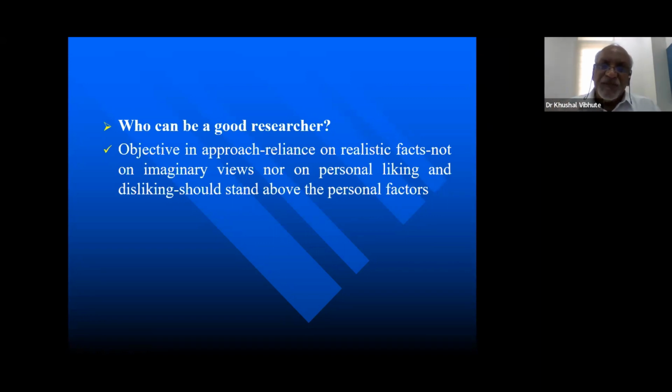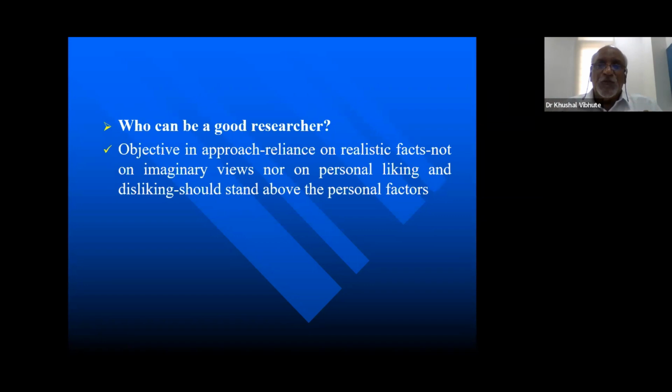What does it mean? It simply means that when he collects the facts, he should not collect only the facts which are favorable to him. He should not have preconceived notions. He should not have likes, dislikes, maybe of the subject of inquiry or maybe of the object of inquiry, whatever it may be. He should be like Mercury. He should be free from subjectivity. Therefore, he has to be objective in approach. He needs to collect the facts objectively.